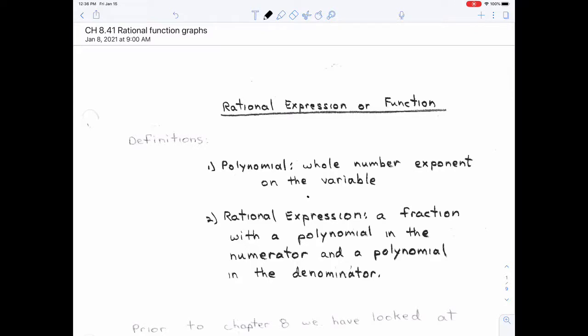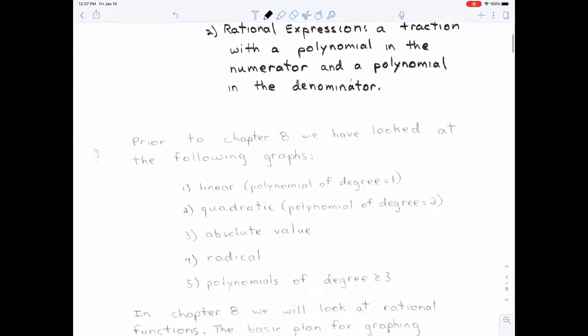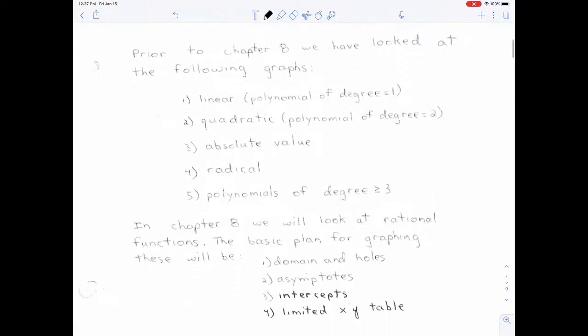We're going to be talking about rational function graphs. First of all, let's figure out, and I've defined this before, what a rational function is, because you should know what the equation looks like and how it graphs. So first of all, what's a polynomial? It has a whole number exponent on the variable. What's a rational expression? It's a fraction where you have a polynomial in the numerator and a polynomial in the denominator.